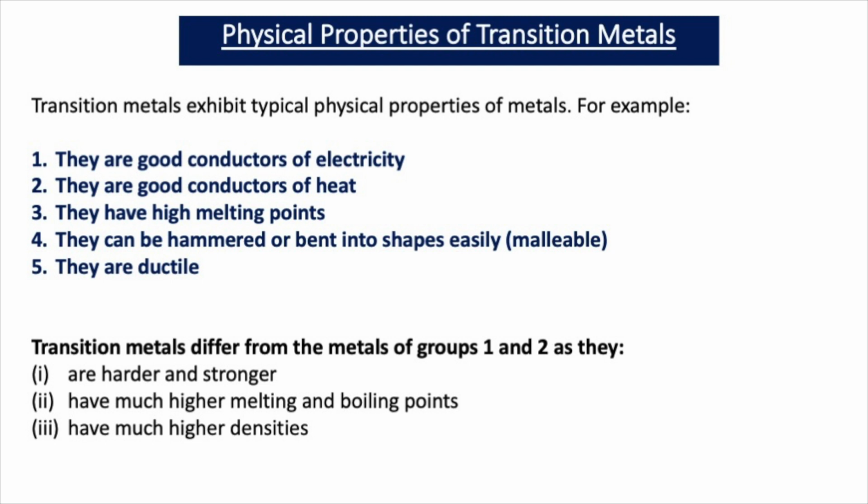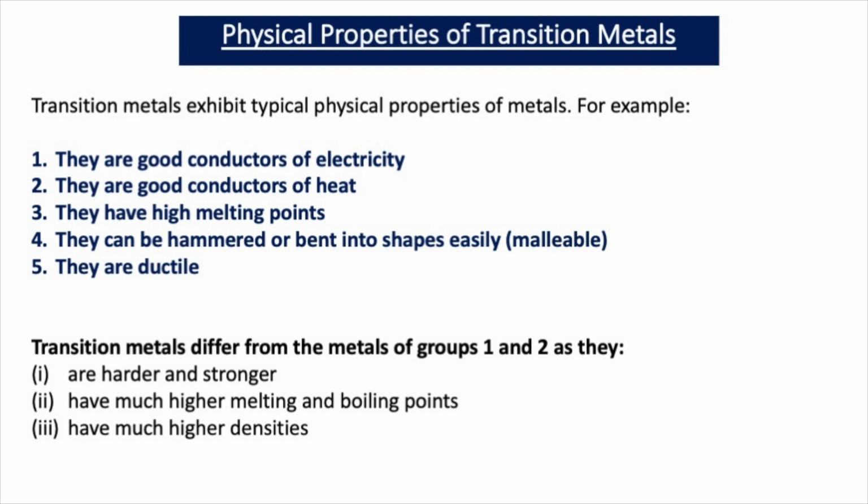Now, in our last video lesson, we looked at the physical properties of transition metals, and we said that transition metals exhibit typical physical properties of metals. For example, they are good conductors of electricity, they're good conductors of heat, they have high melting points, they can be hammered or bent into shapes easily, which in other words means they're malleable, and they're ductile.